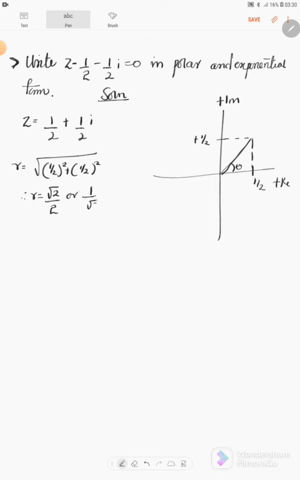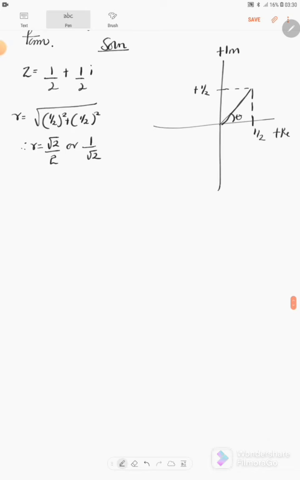You can get both root 2 over 2 or 1 over root 2, in case questions like this come out and they only give us root 2 over 2 and we got 1 over root 2. So just in case, root 2 over 2 also means 1 over root 2 when rationalized. Okay, we found our r. Now let's find our theta.